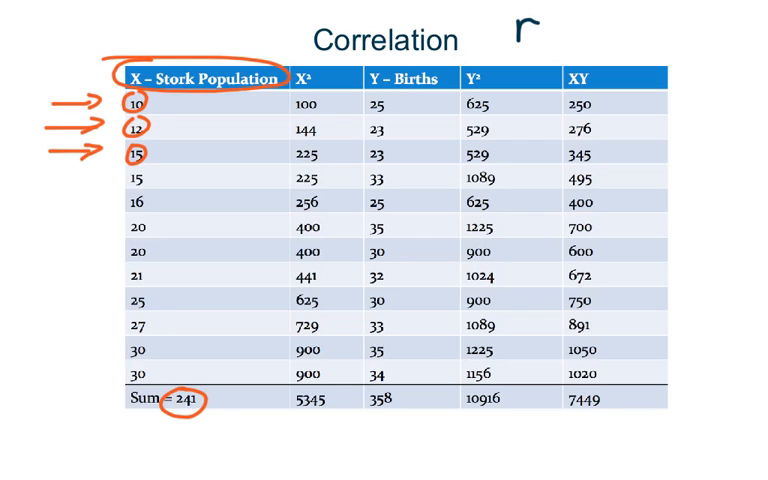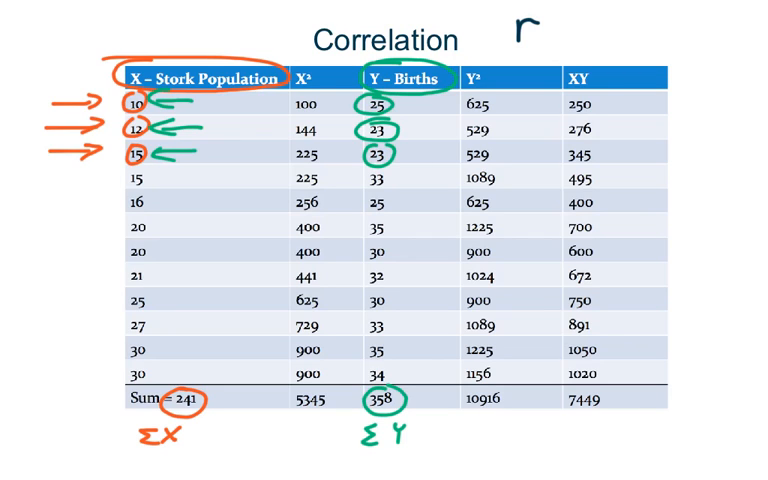Now, let's skip a column and look over at our Y column, which is the number of births. This is the number of babies that were born in that same region. So in the region that had 10 storks, we saw 25 babies born. In the region that had 12 storks, we saw 23 babies born, and so on and so on. All total, if we add up our Y column, our sum of Y, we saw that there were 358 babies born. Let me put my sum of X here.